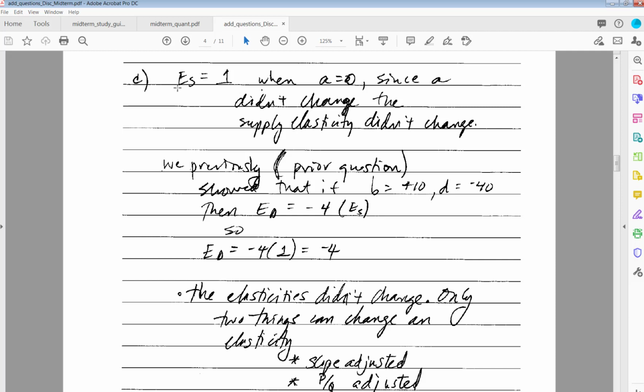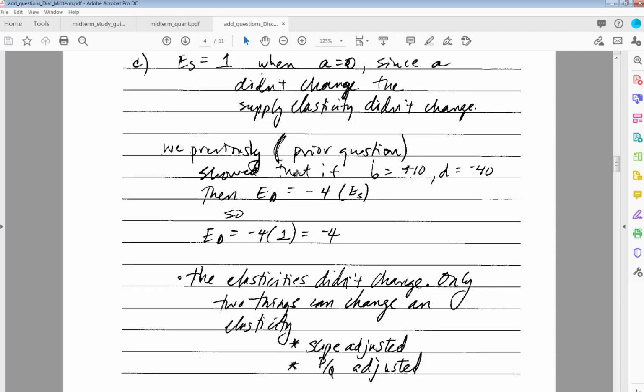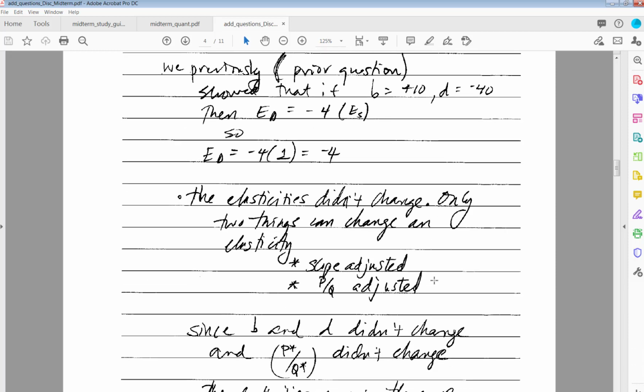I know for a fact from my notes and from the math we did that the elasticity of supply will be 1 for a linear supply equation when the intercept is equal to 0. And so since we didn't change A, that supply elasticity didn't change. And previously, when I did the elasticities in the first question, I saw that because B is plus 10 and D is negative 40, the elasticity of demand will always be negative 4 multiplied by the elasticity of supply. And so here we have the elasticity of demand is just going to be negative 4. So these elasticities don't change.